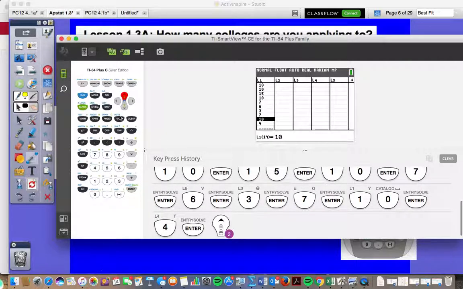Good. So we got that list 1. Okay, we're just putting them in. Does anyone know how to find the mean and median? Any thoughts, Fiona? Do you remember?